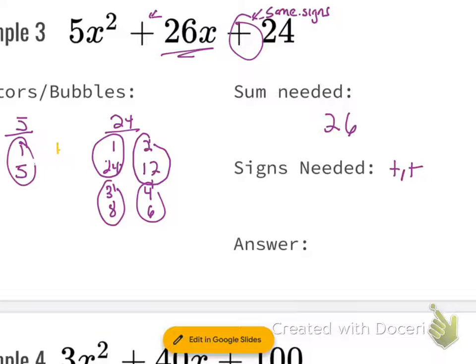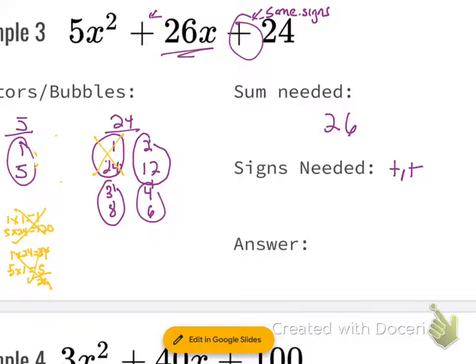Okay, so 1 and 24. We have 1 times 1, which is 1. 5 times 24, I believe that's 120. But either way, it's too big to add together to get 26. So I tried this first, the straight across method. Now we're going to try the crisscross. So we have 1 times 24, that gives me 24. 5 times 1, which is going to give me 5. 24 plus 5 is 29. That's not going to work. So we know this one's not a good choice.